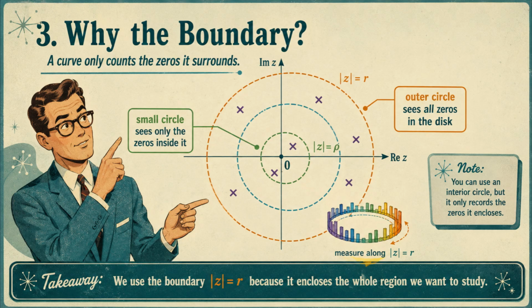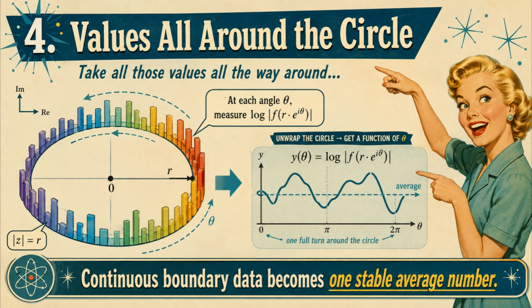That is why Jensen's formula uses the boundary circle. The boundary is the complete enclosing loop. It is like placing a detector around the entire region. Everything inside leaves its total effect on that outer loop. Let's go to idea four, walking around the outside edge.